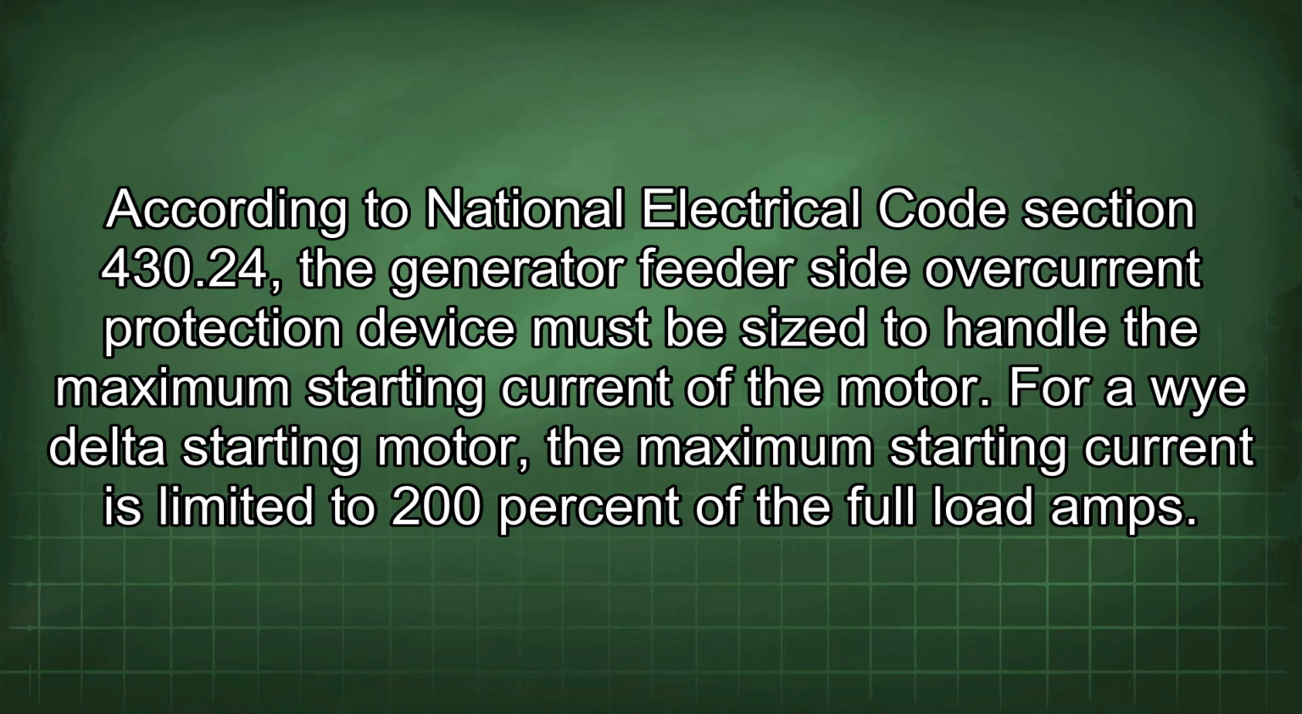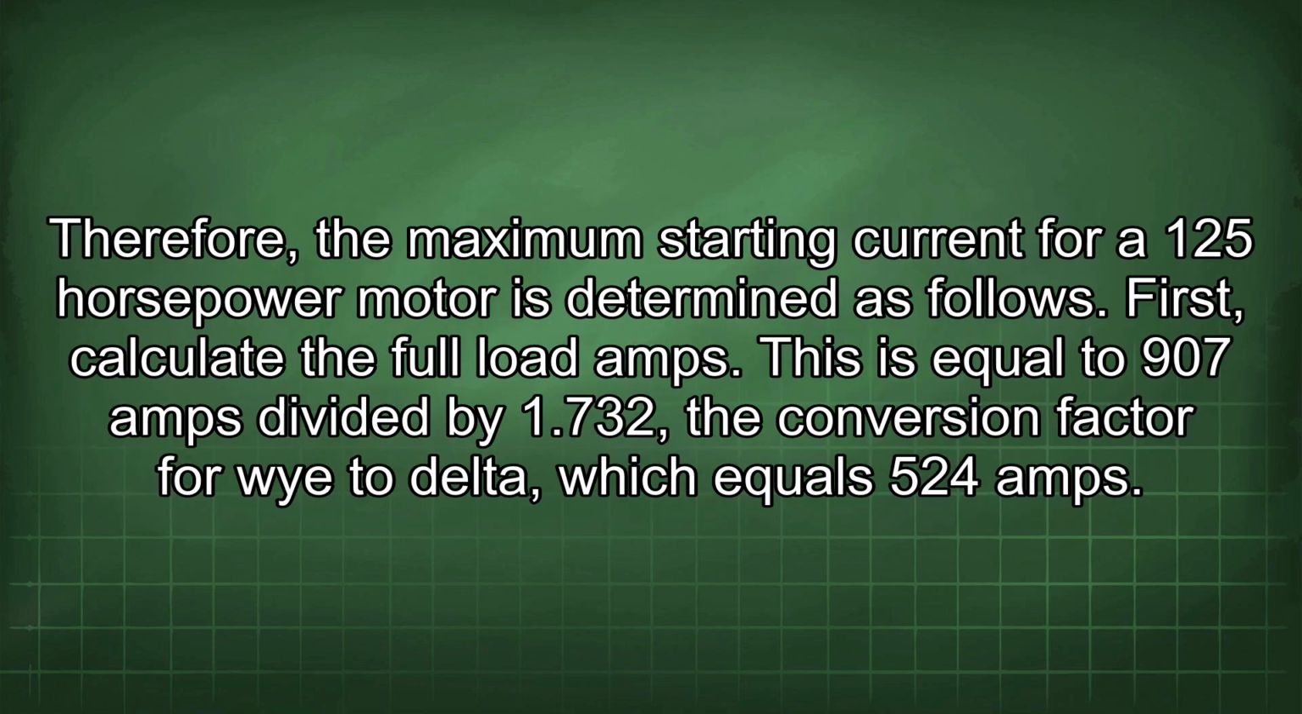According to National Electrical Code Section 430.24, the generator feeder side overcurrent protection device must be sized to handle the maximum starting current of the motor. For a wye-delta starting motor, the maximum starting current is limited to 200% of the full load amps. Therefore, the maximum starting current for a 125 horsepower motor is determined as follows.